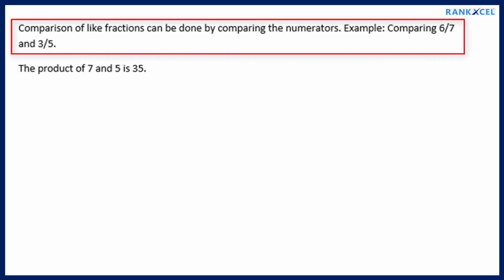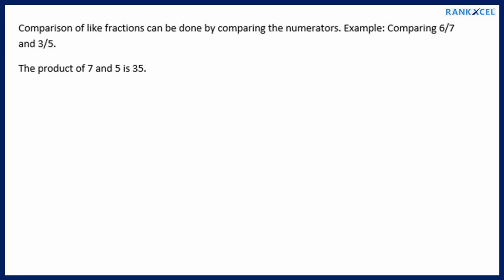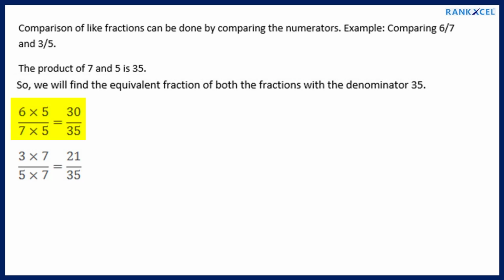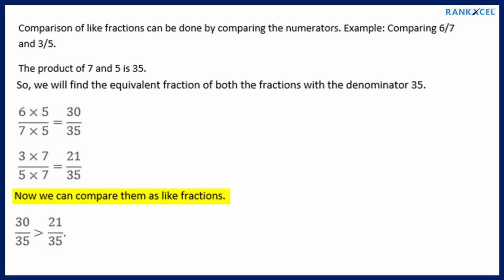Comparison of like fractions can be done by comparing the numerators. Example, comparing 6/7 and 3/5. The product of 7 and 5 is 35. So we will find the equivalent fraction of both the fractions with the denominator 35. Now we can compare them as like fractions.